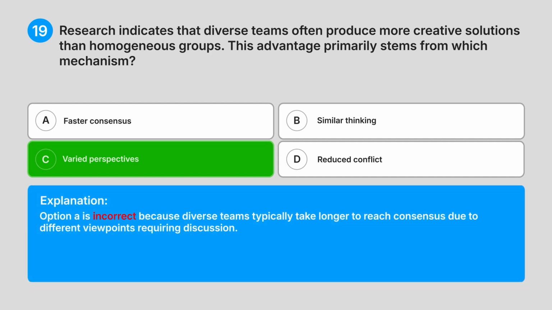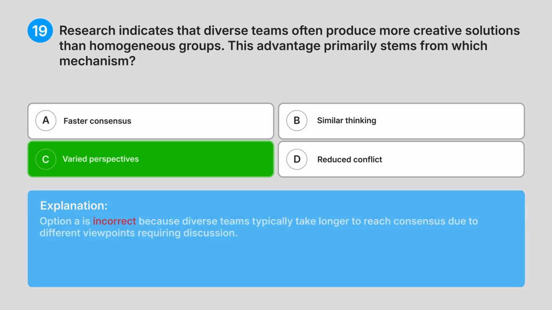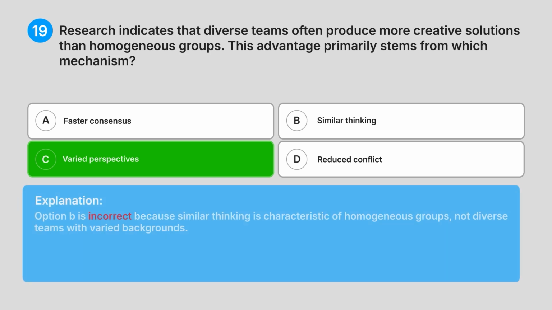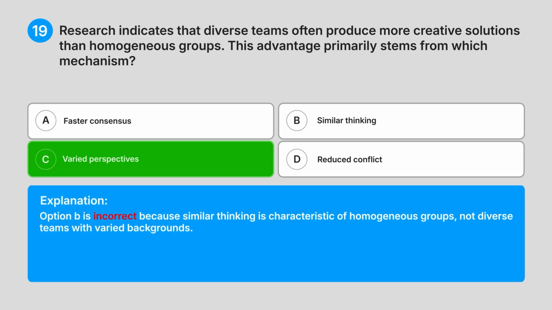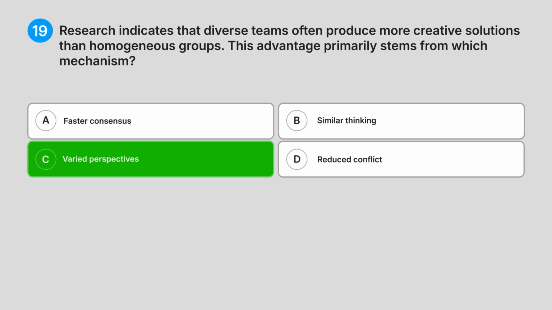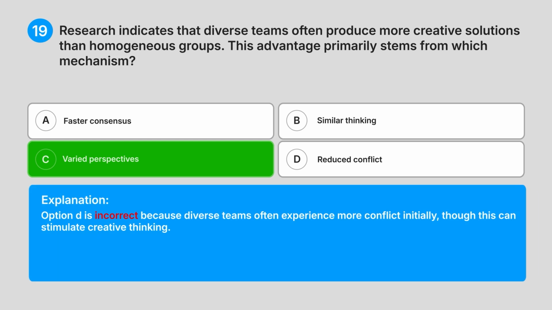Option A is incorrect because diverse teams typically take longer to reach consensus due to different viewpoints requiring discussion. Option B is incorrect because similar thinking is characteristic of homogeneous groups, not diverse teams with varied backgrounds. Option D is incorrect because diverse teams often experience more conflict initially, though this can stimulate creative thinking.